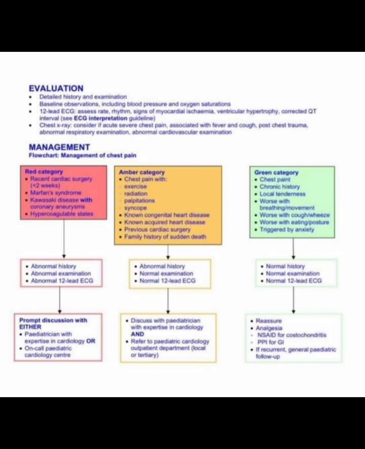Then green category of chest pain, that is chest pain, chronic history, local tenderness, worse with breathing or movement, worse with cough or wheeze, worse with eating and posture, triggered by anxiety. Then we find normal history, normal examination and normal 12-lead ECG. Then we reassure the patient, give analgesia, NSAID for costochondritis, PPI for GI, and if recurrent, general pediatric follow-up.